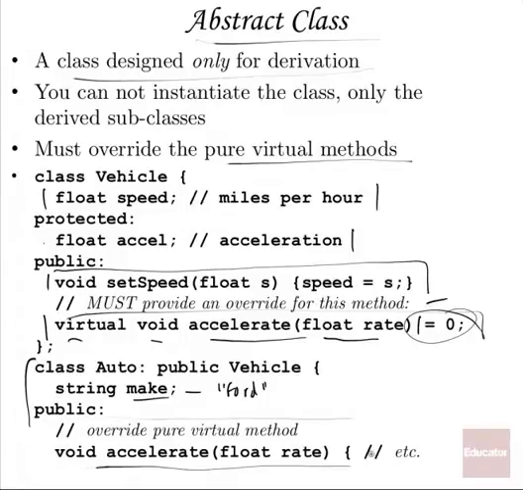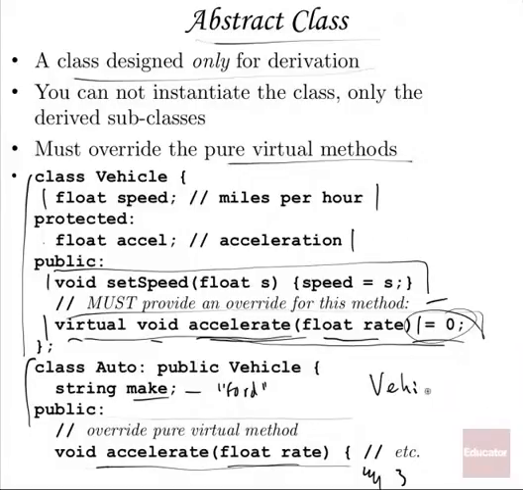And you write whatever code goes in there to do the acceleration, to run the accelerate method based on the rate for the derived class auto. So here, this is an abstract class vehicle because we have this virtual void accelerate. Just having one of these makes this entire class an abstract class. You cannot do Vehicle v because of that in there. The compiler will complain about it.